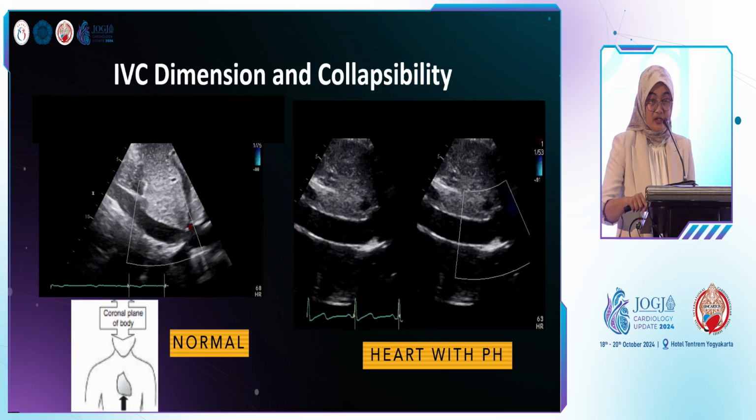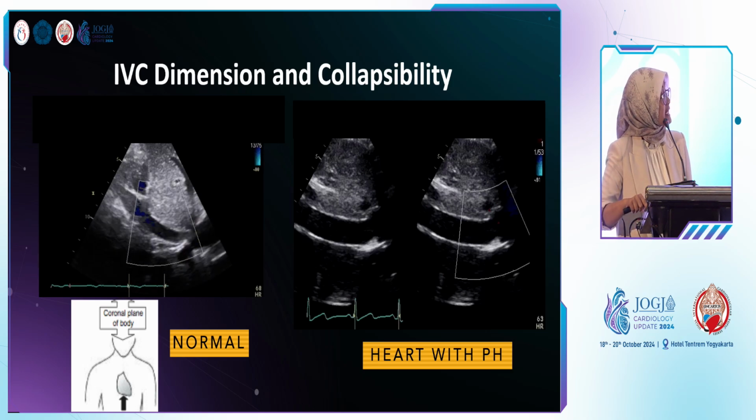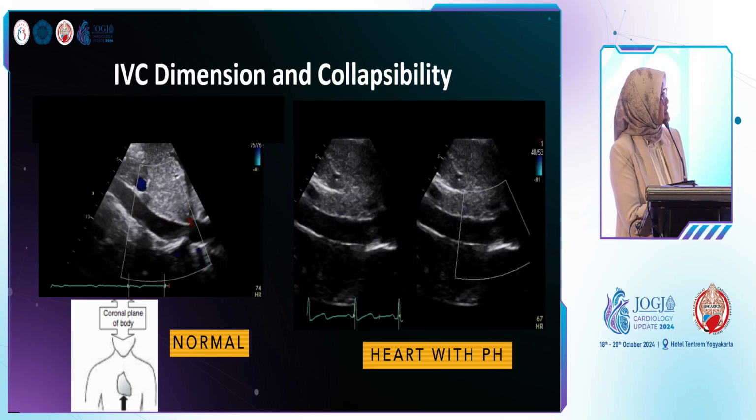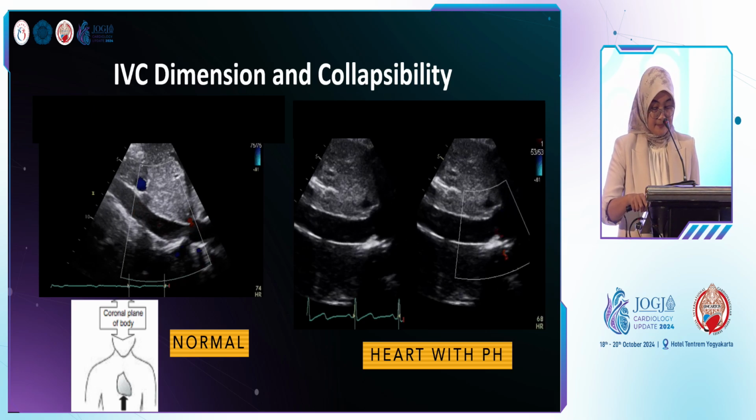So from the echocardiography, if you can see, in the normal patient, the IVC should be less than 1.5 millimeter during inspiration, and there is collapsibility of more than 50% during inspiration. But in the patient with pulmonary hypertension, you can see here that the IVC is more than 1.5, and also the collapsibility will be less than 50%.